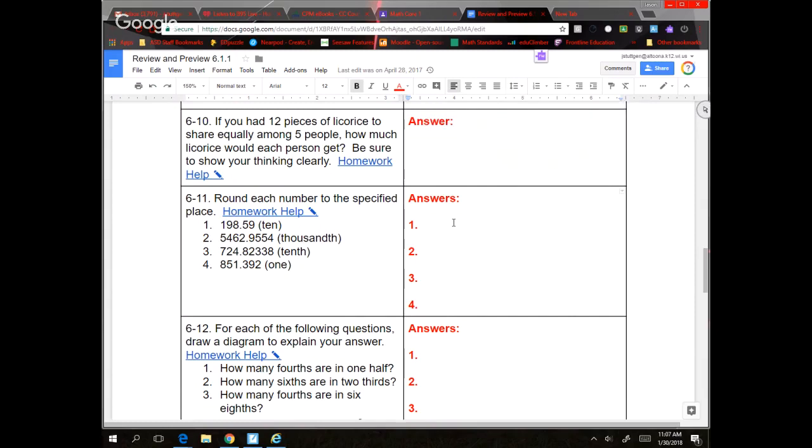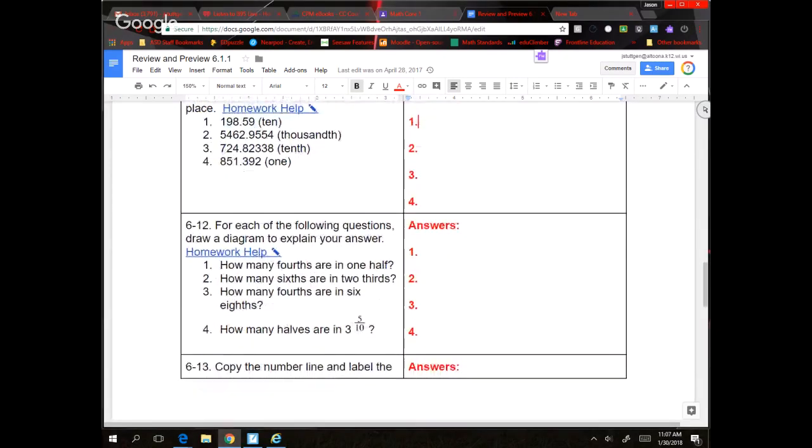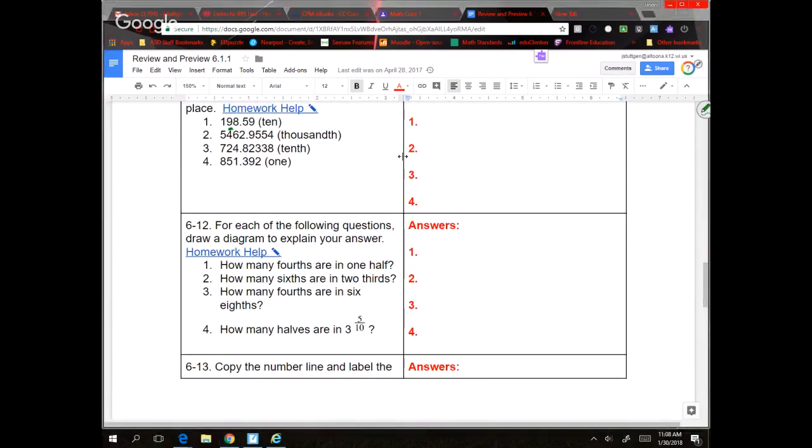6-11. All you have to do is round these numbers to whatever place value they told you. The first one here said 10, not tenths, 10. So here we have 1s and 10s. This is kind of a tricky one though. That 8 makes the 9 round up. But if the 9 rounds up, it becomes a 0, which then makes the 1 round up. So this number rounds to 200.